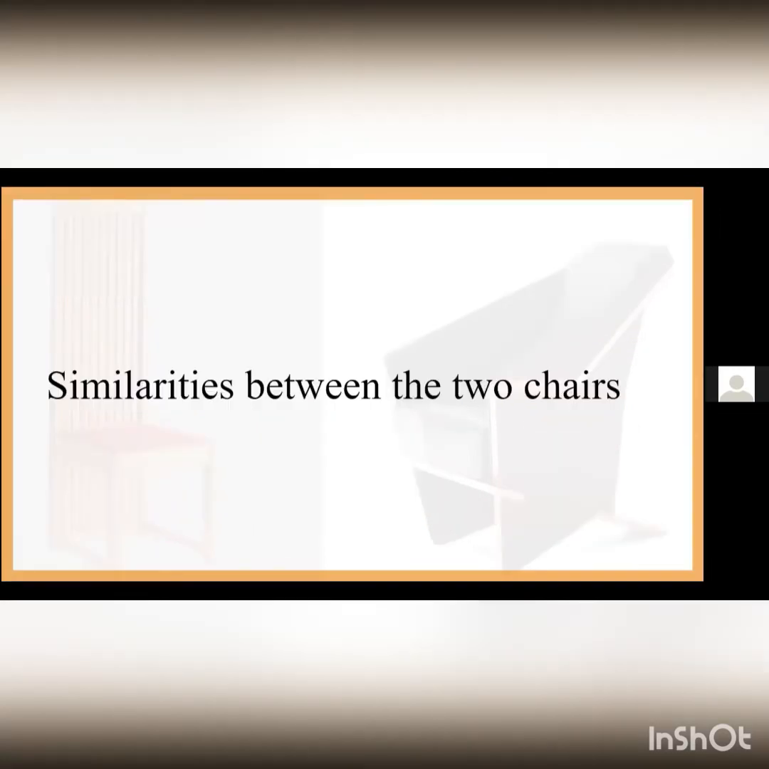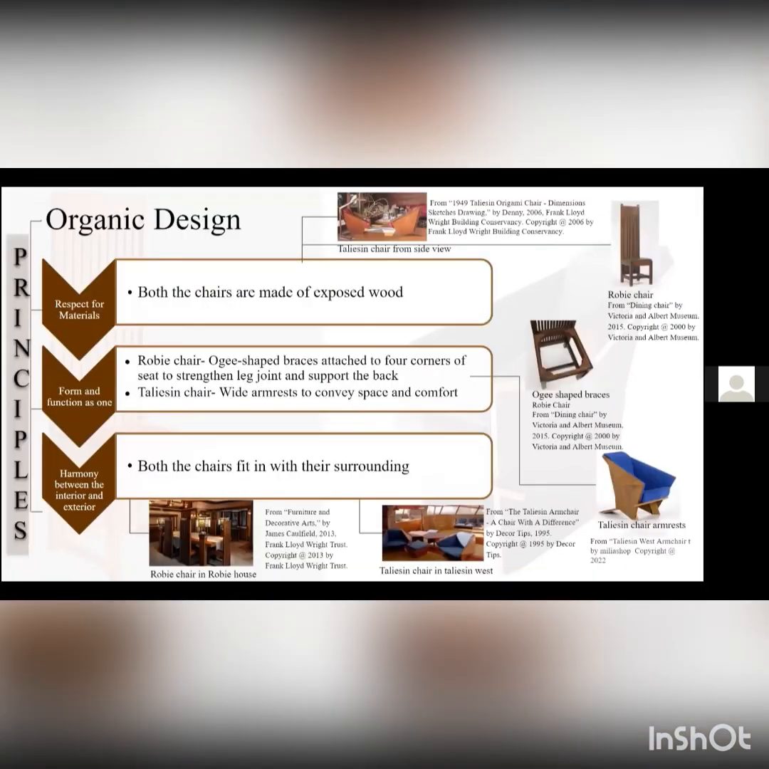Even though chairs were influenced by different design movements and styles, they have certain similarities. And the major one of them was organic design. Organic design follows true to the material, the connection between forms and function, and the harmony of furniture with the structure of the house. The pictures in the slide show us how these two chairs follow this design style.